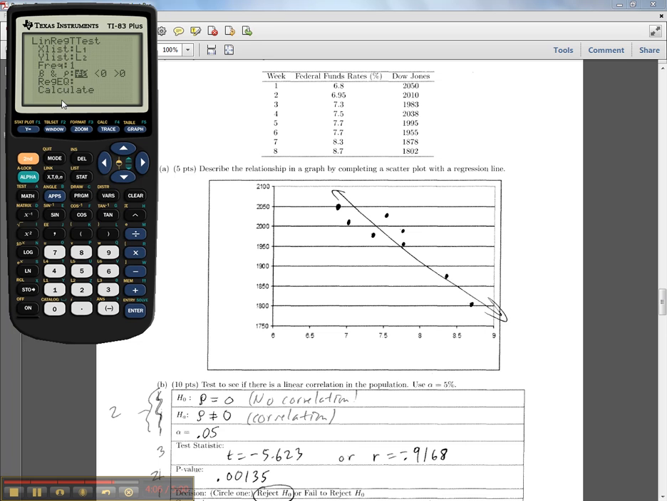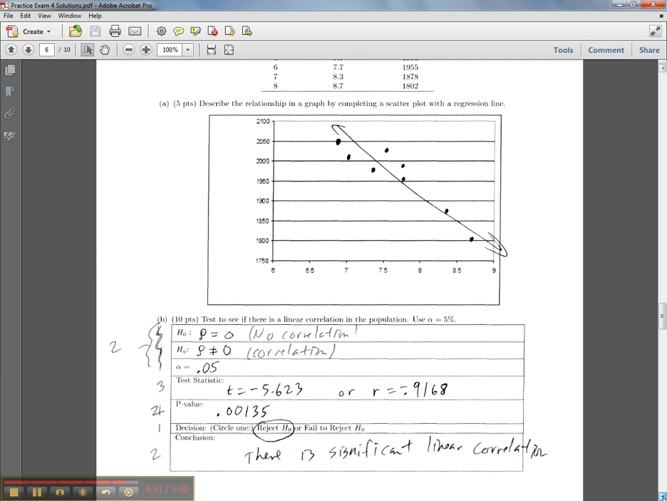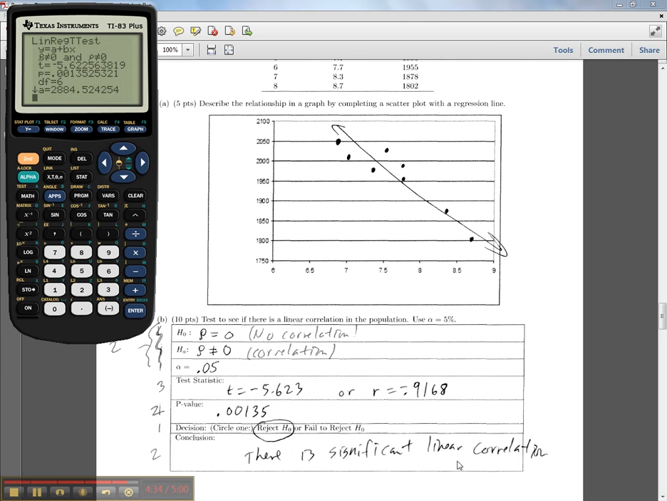And you calculate. And there it is. Your t statistic is negative 5.62, or you can actually give us the correlation coefficient, which is negative 0.9168. We can take that as an answer too. The p-value is 0.00135, and comparing that to an alpha level of 0.05, that's less, so we reject the null, and then we say that there is significant linear correlation between the federal fund rate and Dow Jones. And by looking at the drawing, it's a negative correlation. So that's it for B.